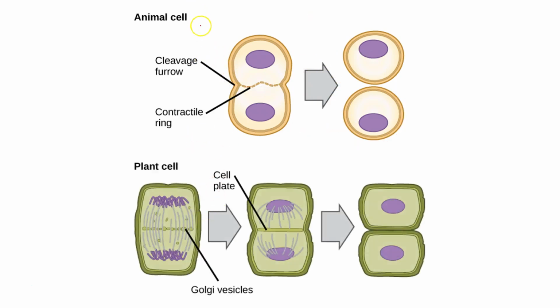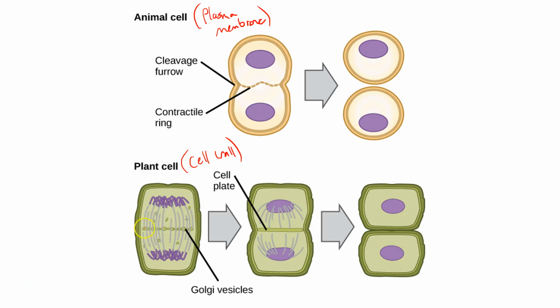An animal cell has a plasma membrane as its outer boundary, so it's a little bit more flexible. Plant cells have a more rigid cell wall, so it's not as easy to just pinch them together and create two new cells. How this works is a little bit different in a plant cell.